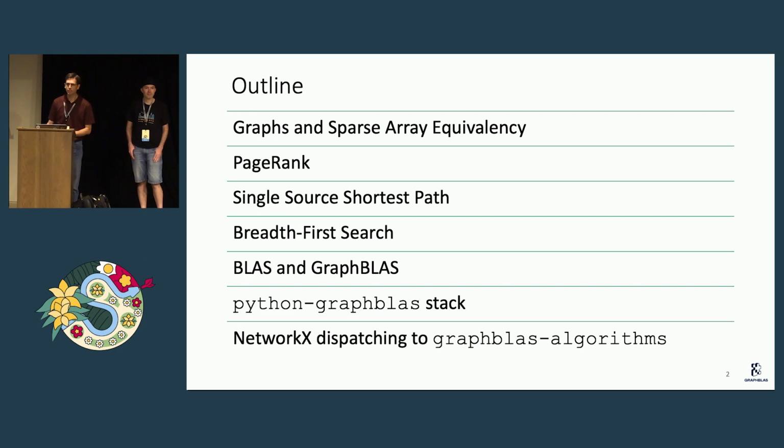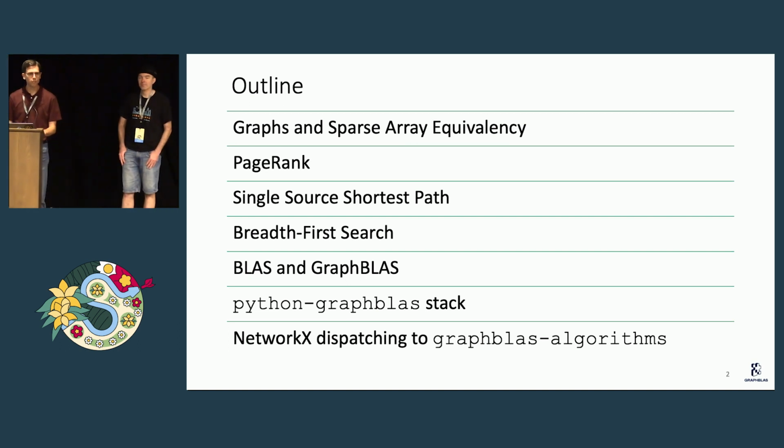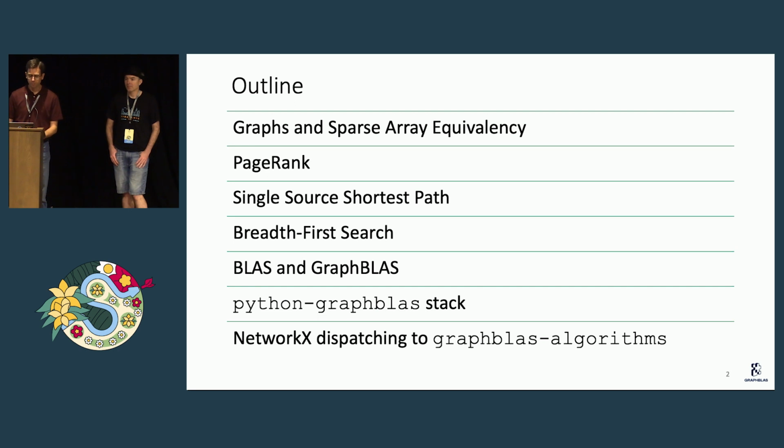A little outline. We're going to first talk about graphs and their equivalency with sparse arrays. Go through 3 algorithms: Pagerank, single source shortest path, and breadth first search. Then we'll talk about the BLAS and where GraphBLAS got its name. And then talk about python-graphblas tech stack. And then NetworkX, some dispatching to GraphBLAS algorithms and collaboration work that's going on there.